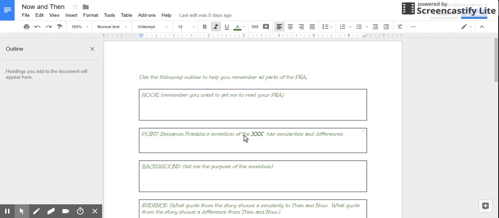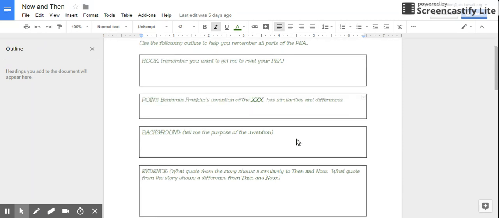The next sentence, literally this is one sentence, okay? The next sentence should be your point. Benjamin Franklin's invention of the blank has similarities and differences. So if you were doing the glasses or the lightning rod, or there's a lot in that video, you're going to fill in the X's. You're going to retype your sentence, putting the invention here where the X's are. So that's your point. That's your argument.